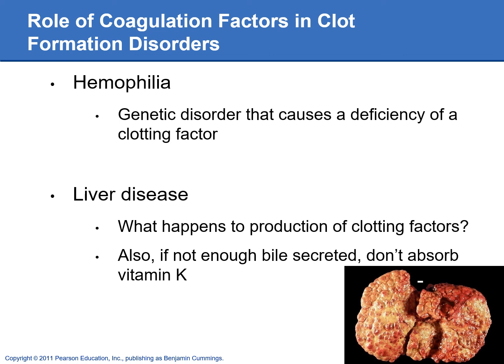Also, if a patient has liver disease, the liver makes all of the clotting factors, and if the liver is not working well, it's not going to produce very many clotting factors. So that's a big problem for liver disease patients. They do tend to have bleeding problems. And then also, if they're not secreting enough bile, you do need bile to absorb vitamin K from your diet, and also vitamin K is made by the bacteria that live in the colon. So it's a fat-soluble vitamin, and you do need bile to absorb that. So also with liver disease, we can't get enough vitamin K, and then we need the vitamin K to make the clotting factors as well.